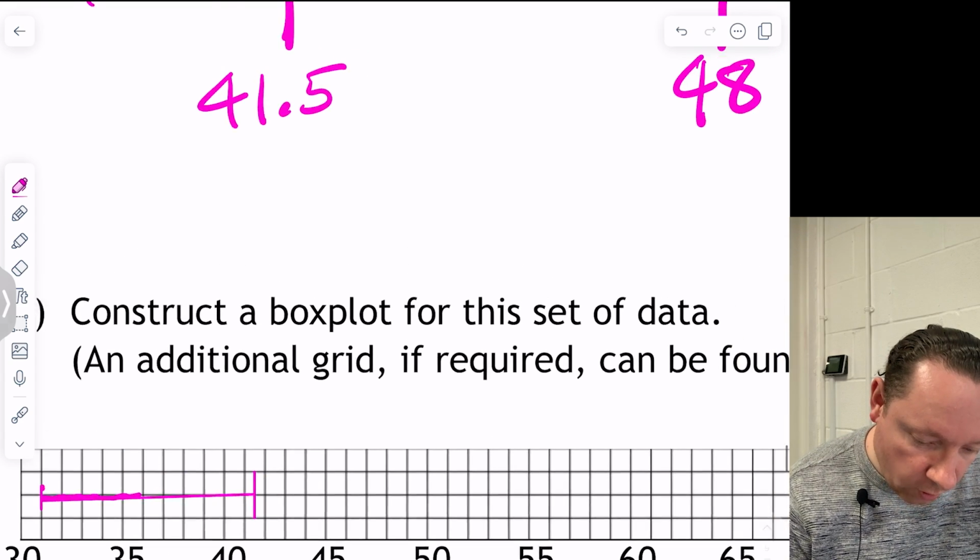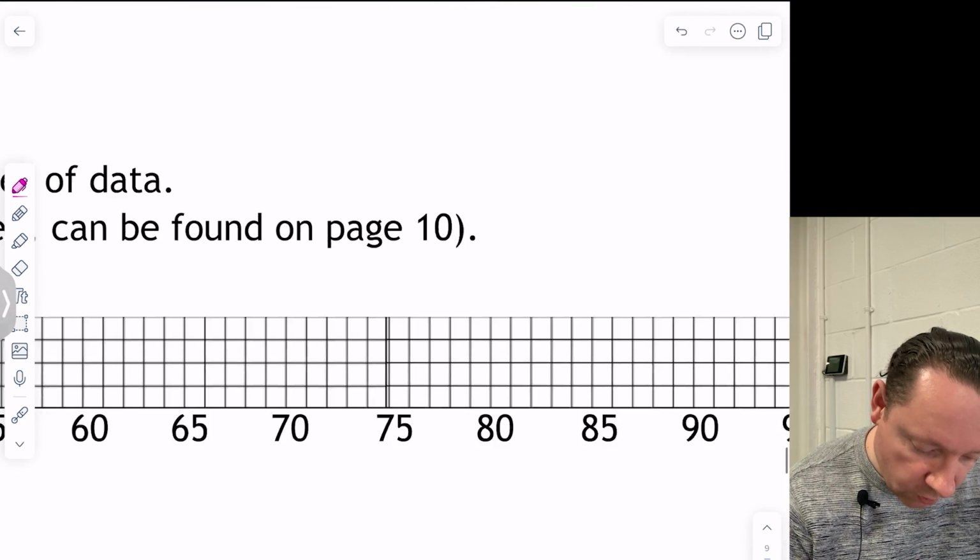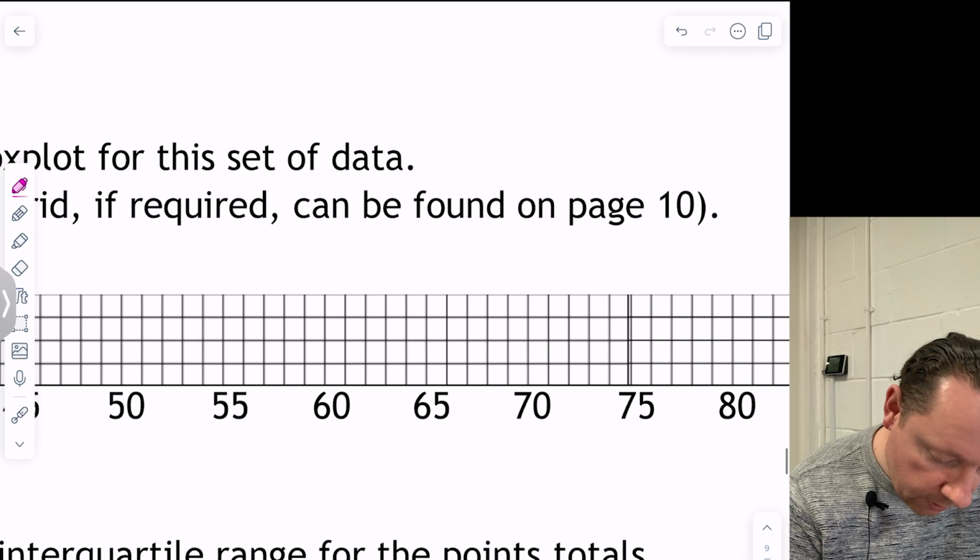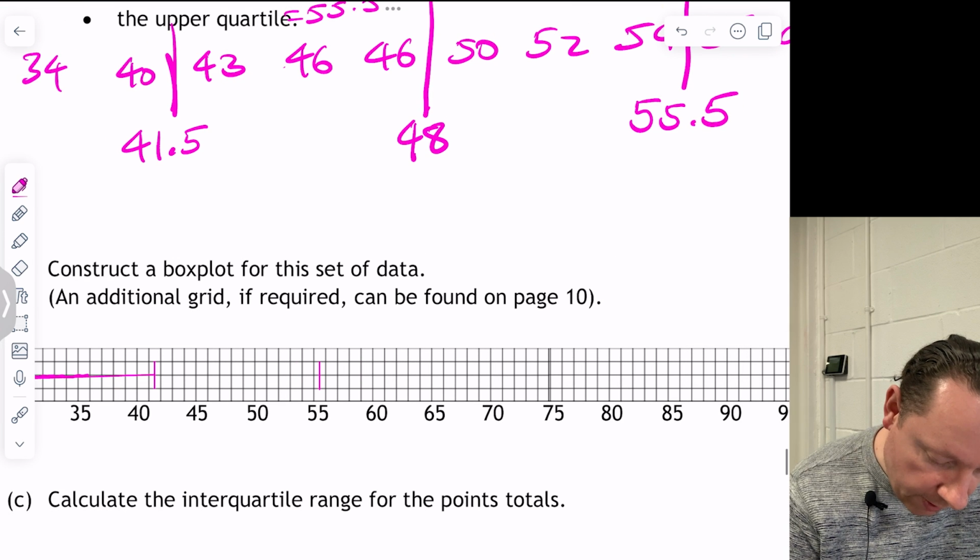And our upper quartile was 55.5, so going all the way over. There's 50, 55.5 is in the middle. So nice and big, making sure that you've drawn it as accurately as you can using a ruler. And then that makes your box.